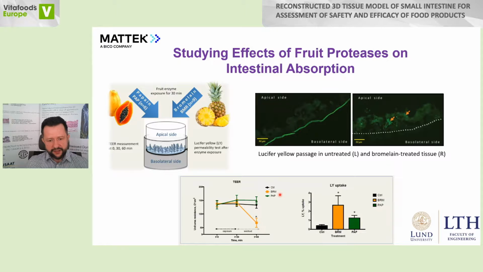As you can see here, for example, bromelain, after 30-minute exposure, it dropped in the integrity as measured by TEER, and it was also associated with quite considerably increased uptake of the lucifer yellow, which is a fluorescent dye, in normal condition impermeable, but after the treatment with bromelain and also with papain, its uptake increased quite considerably. And you can see here the uptake also on the fluorescent images from the histologies.